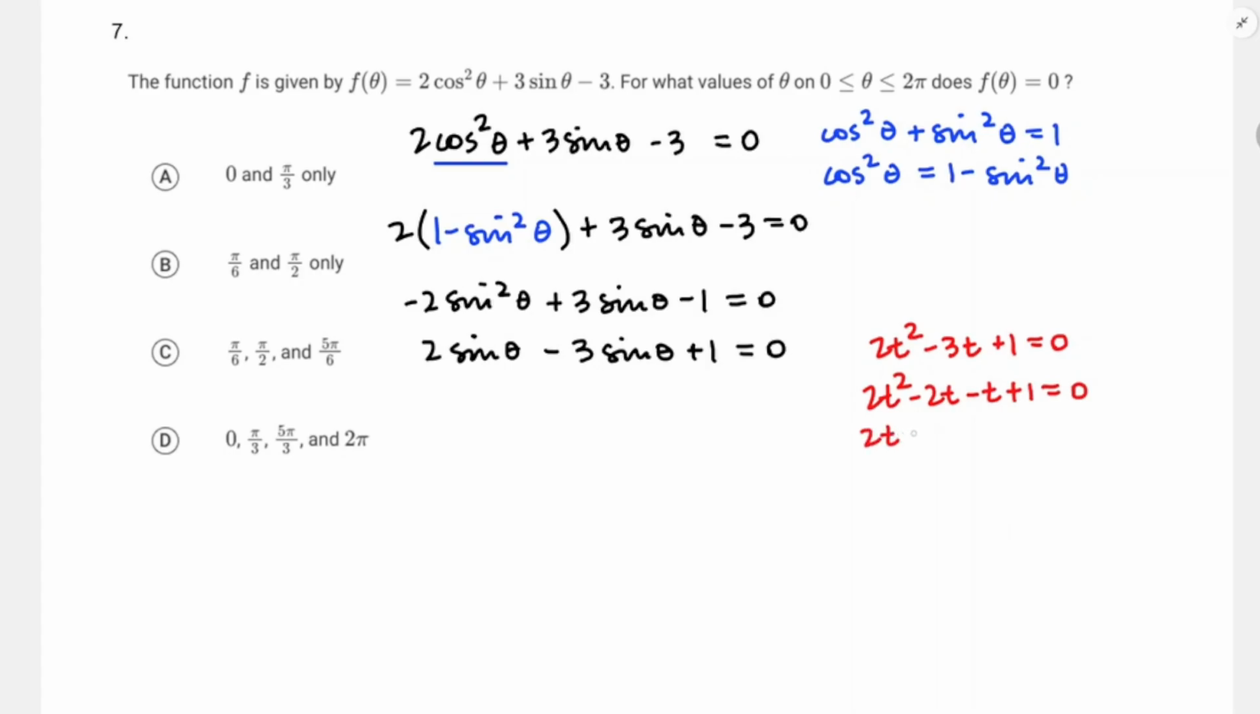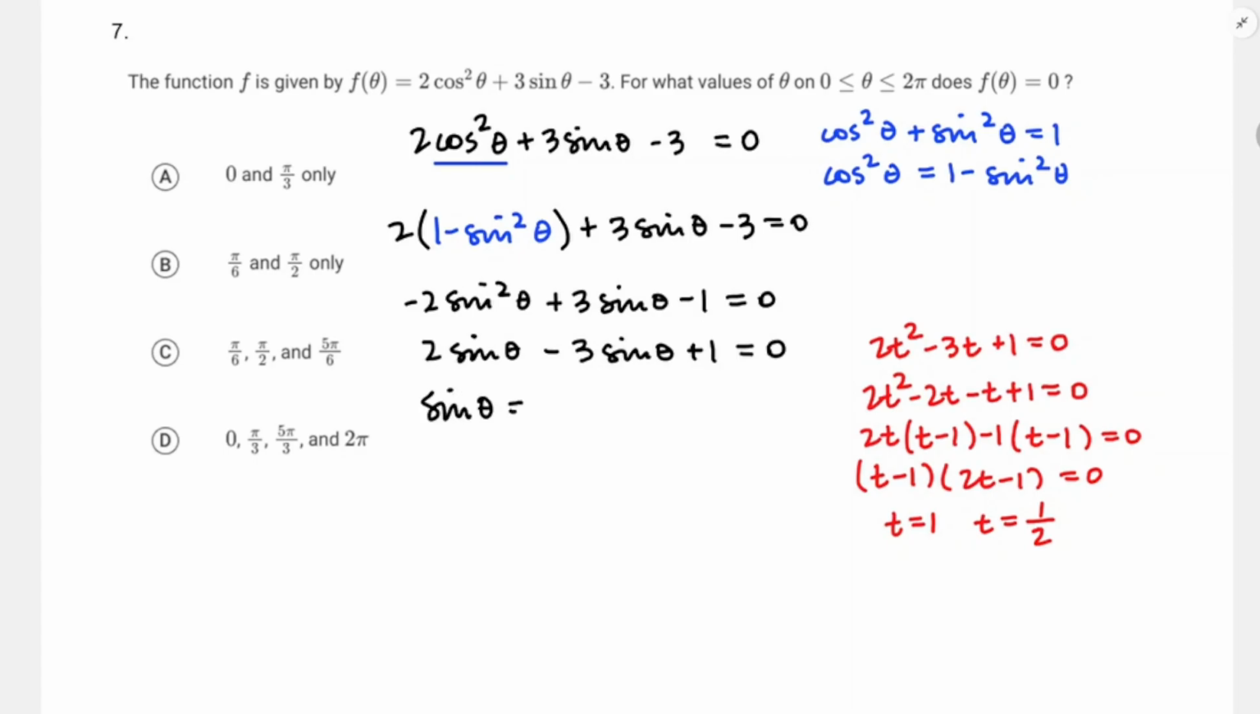And I'm going to factor by grouping, and I'm going to factor out a 2t and be left with a t minus 1. So now I need to figure out how to get a t minus 1 out of the second two things. That would be by factoring a negative 1. Okay, so that would be t minus 1 times 2t minus 1 equaling 0. t is going to either equal 1, or maybe t would equal 1 divided by 2. Alright, and t was standing for sine theta, so sine theta is equaling 1, or maybe sine theta is equaling a half.